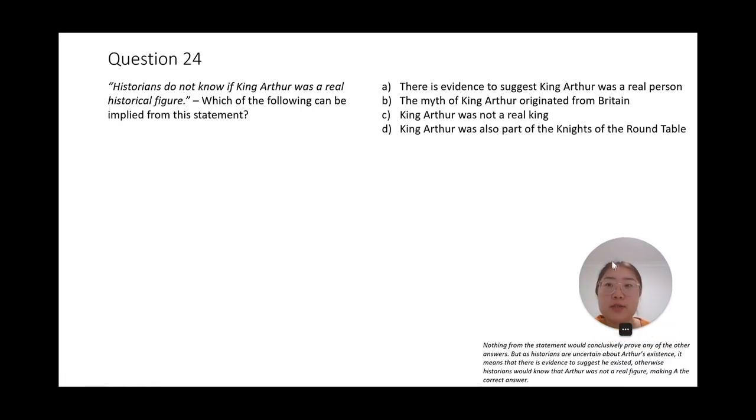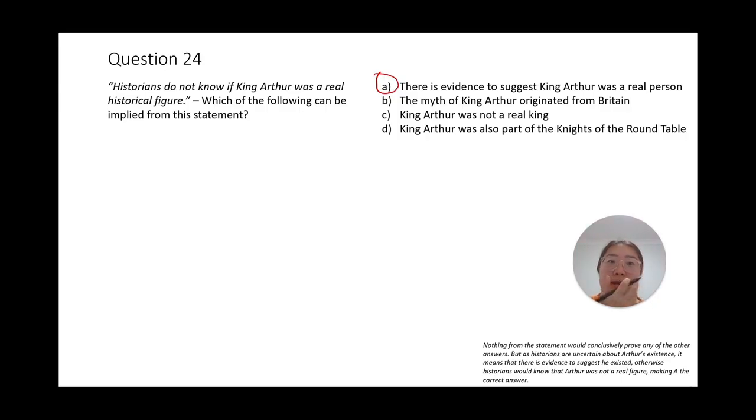24. Historians do not know if King Arthur was a real historical figure. Which of the following can be implied from this statement? The answer is A. Because they don't know, they are uncertain if King Arthur existed or not, that means that there is evidence on both sides. There is evidence supporting that he existed, and there's evidence saying that he did not exist.